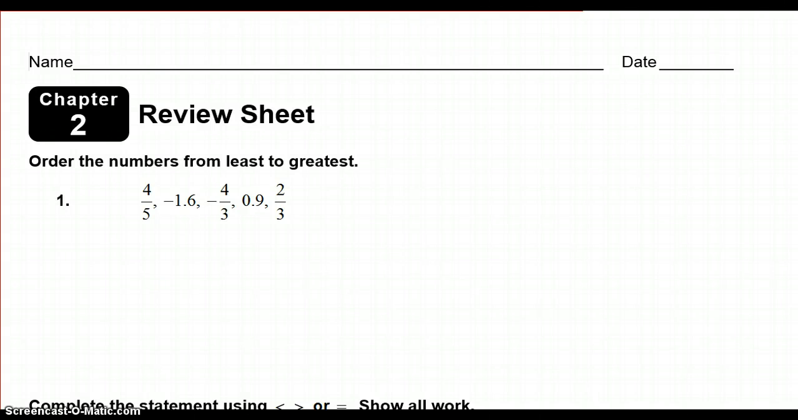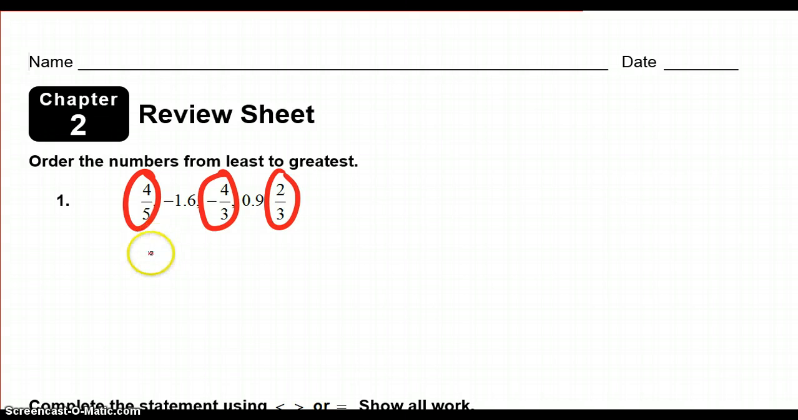Alright, this is the Chapter 2 review sheet for Math 7, and I'm going to go ahead and get started. Number 1 says, order the rational numbers from least to greatest. It's been a while since we've done this, so remember, if you have fractions, you need to change them to decimals. And for time's sake, I'm not going to work out all three of these, but to change these numbers into decimals, you simply divide the numerator by the denominator.